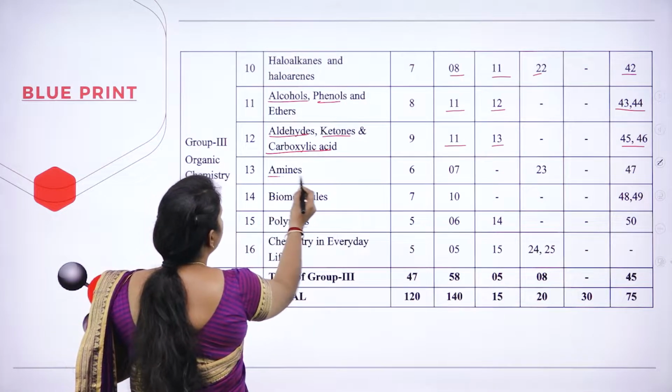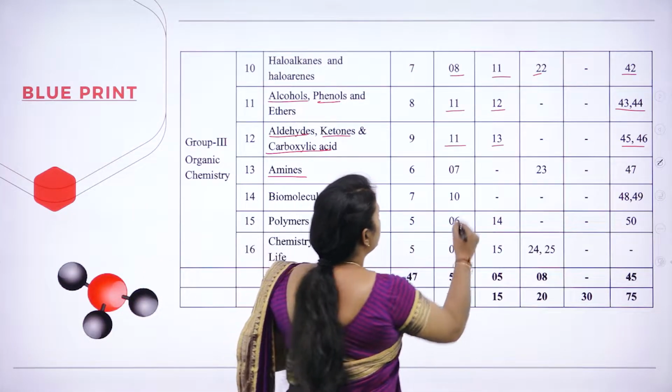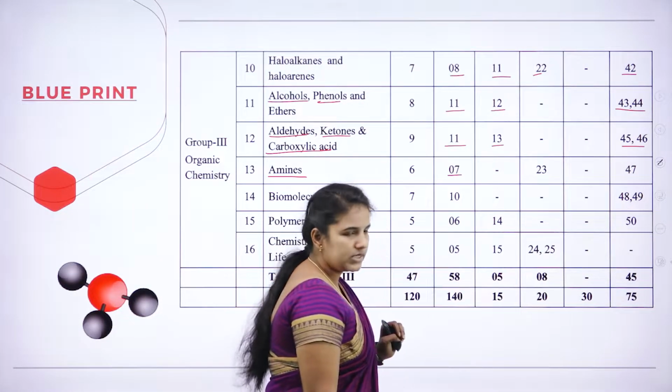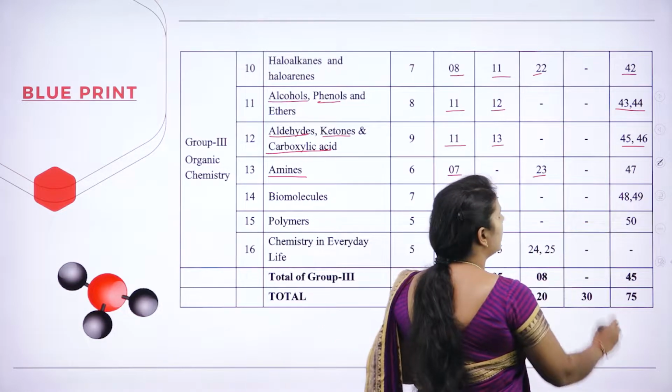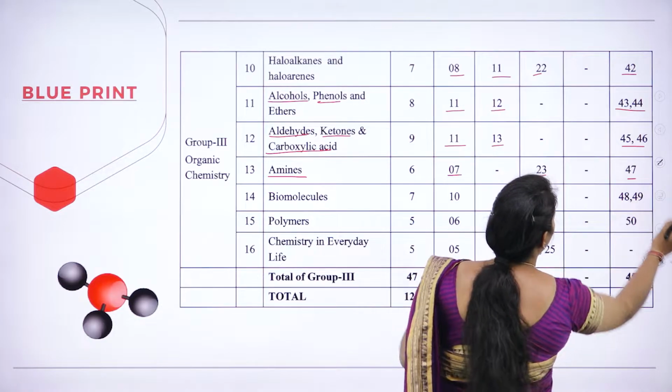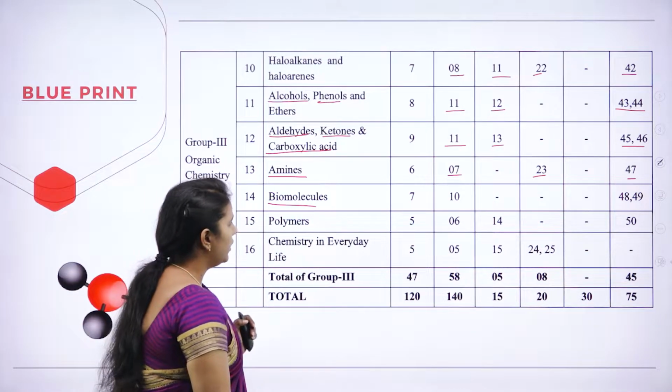Coming to amines, or organic compounds containing nitrogen. From this unit, we can expect only 7 marks. There is no 1 mark and 3 mark question, but we can expect 1 2 mark question and 1 5 mark question. Coming to biomolecules, that is unit 14.